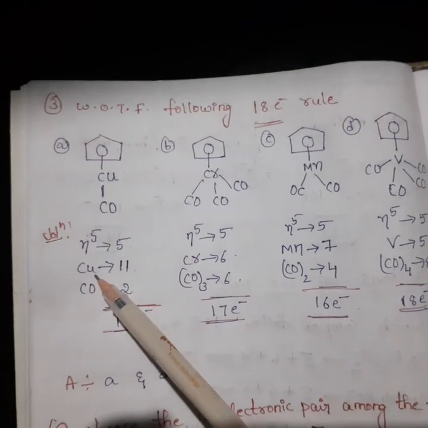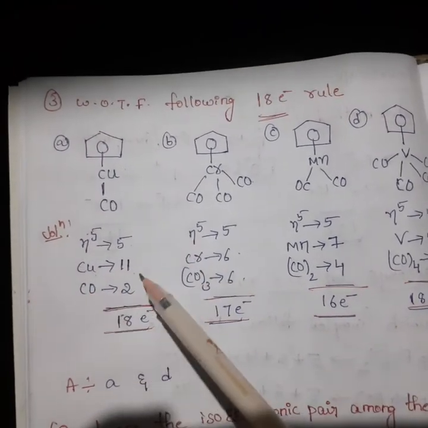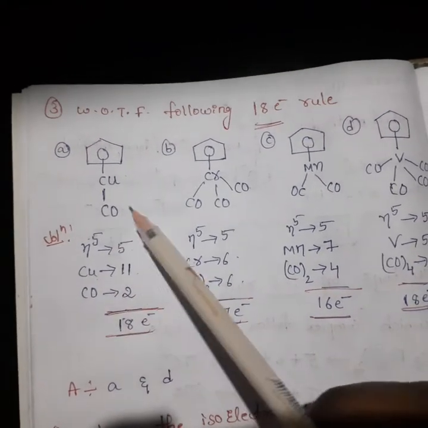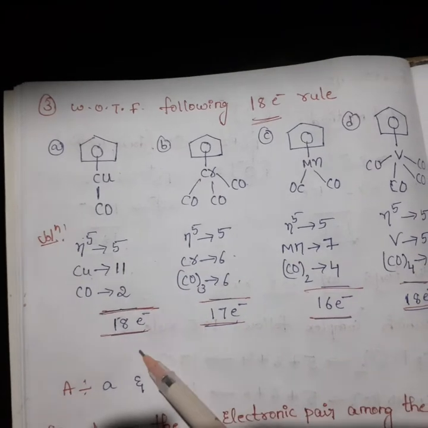Next copper. So the valency electrons present in the copper is 11. We know that based on the series we can tell. Next 1 carbonyl means 2 electrons. So here we will get 18 electrons.